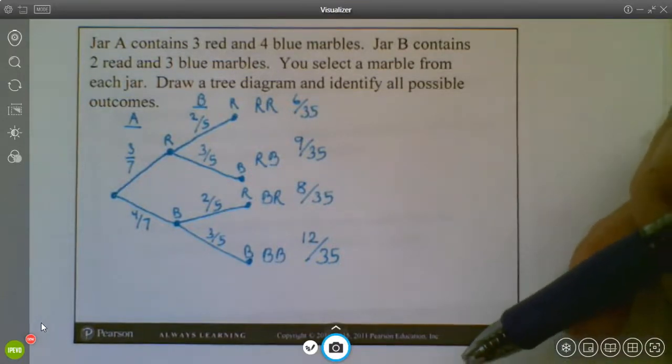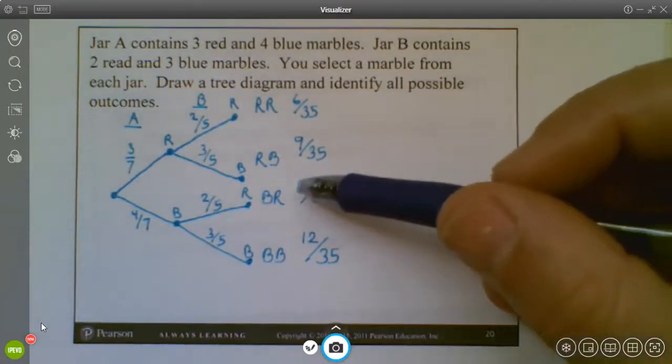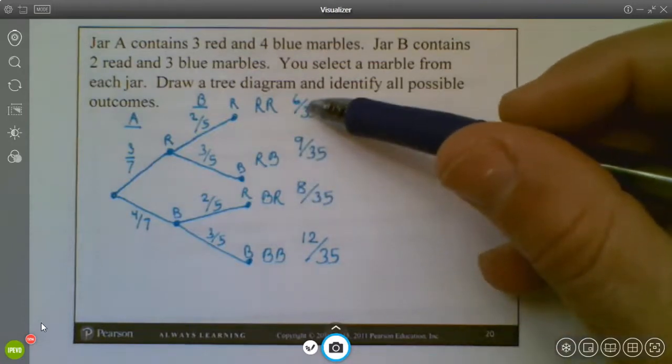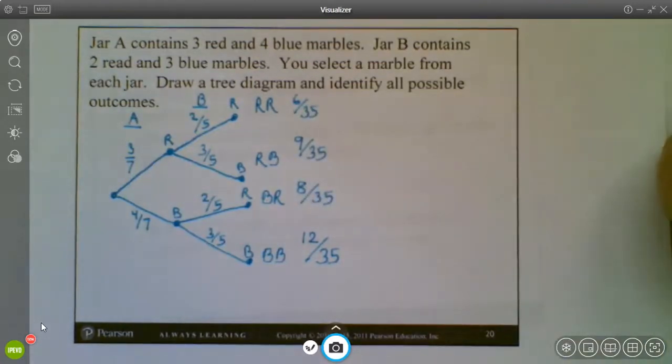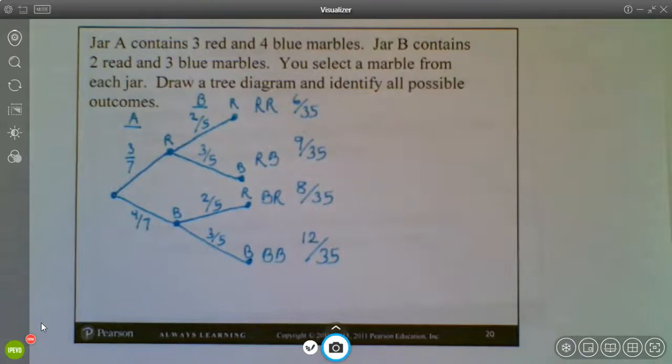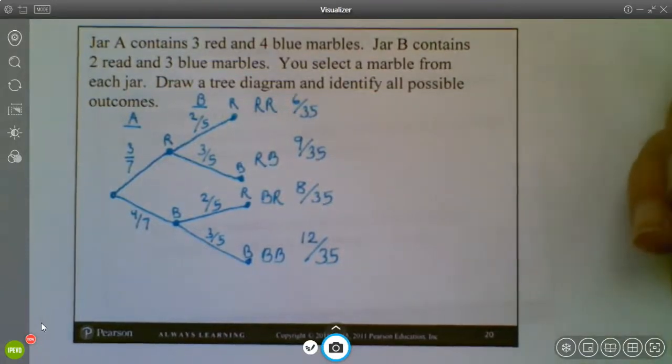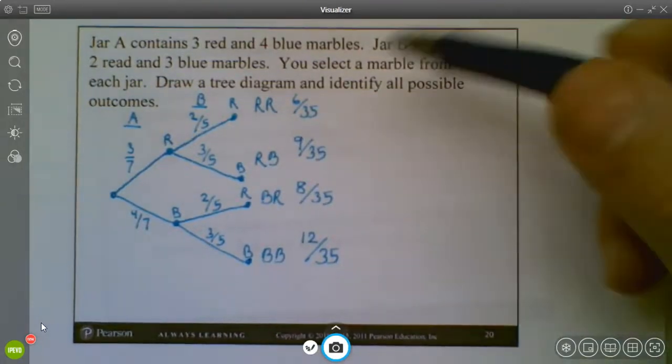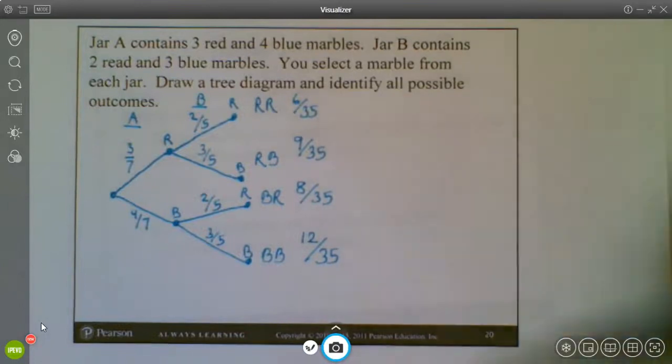If they said at least one red marble, we would add all three of those together, because all three of those contain at least one red marble. So with this layout, you can now answer all these different questions that they could potentially ask you, and it'd be super easy because you've already done the hard part, which is to identify all these probabilities.